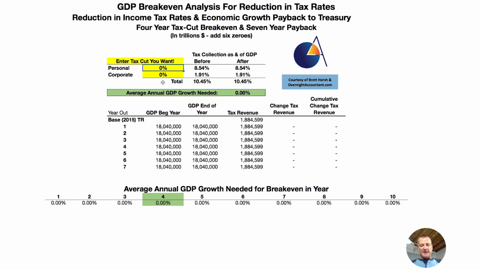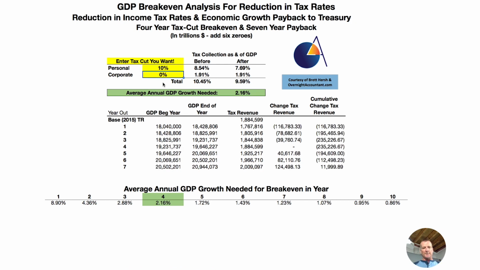And what you can see here is, let's just say we cut personal taxes by 10%. We don't do anything with the corporate. Your tax revenue as a percentage of GDP before the tax cuts was 10.45%. Now it's 9.59. So in order to get back to the same tax collections over a 4-year period, you're going to have average GDP growth of 2.16%. Guess what? We're already past that right now in the economy.